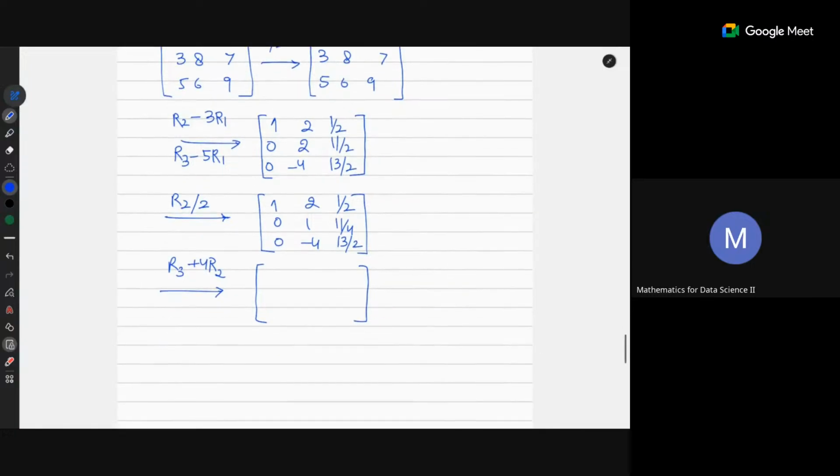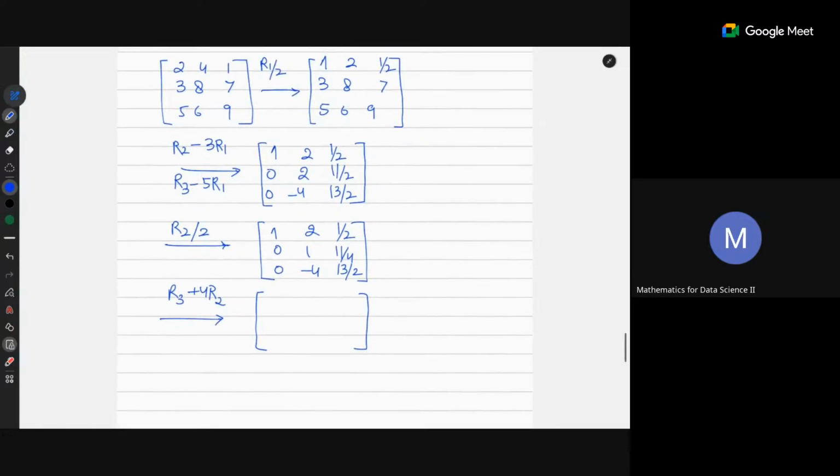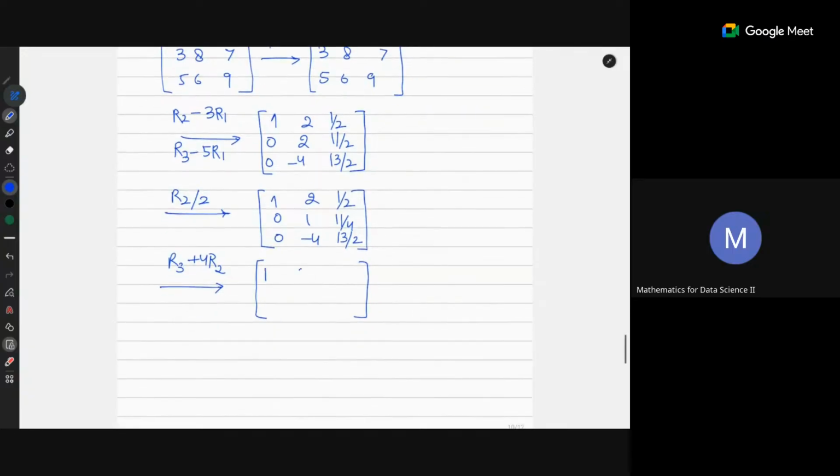Yeah. Okay. Now R3 plus 4 R2. If you do that, you will get 1, 2, half, 0, 1, 11 by 4, 0, 0, 35 by 2. And then you can perform, because now the third row also has a non-zero entry. So this will be the non-zero term. Okay. So you will make this term the leading entry. So how will you do that? What you will do, you will just multiply it with 2 by 35. Okay. If you do that, you will get 1, 1, 1.